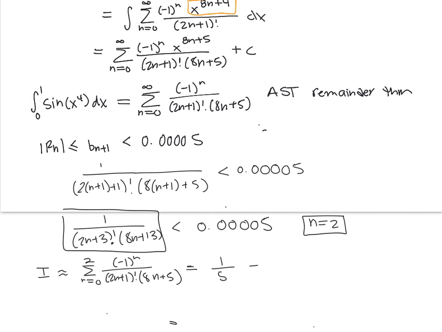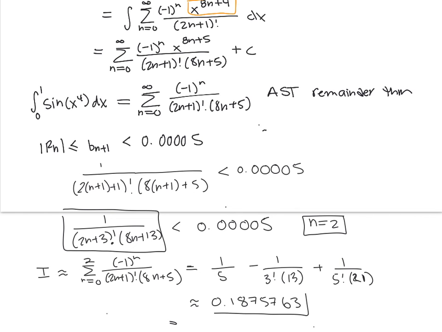Inputting 1, we're going to have minus 1 over 3 factorial times 13. And inputting 2, we're going to have positive again, 1 over 5 factorial times, 16 plus 5 will give us 21. So add up those first 3 terms and you get that this integral is approximately equal to 0.1875763.